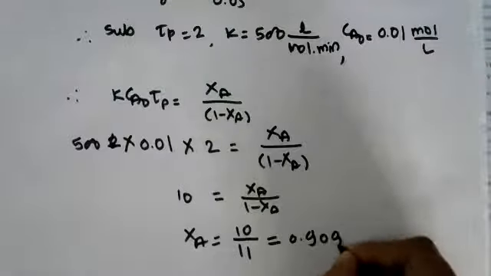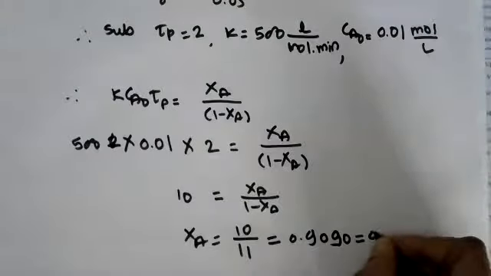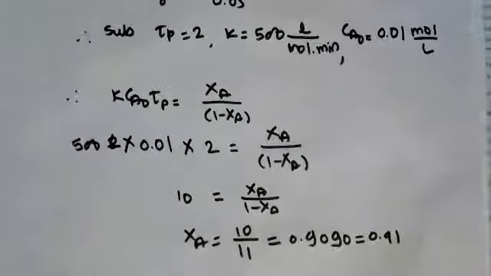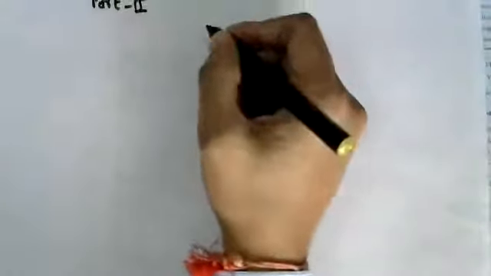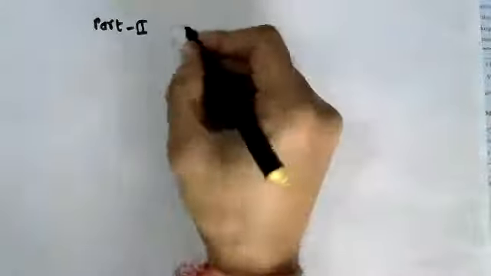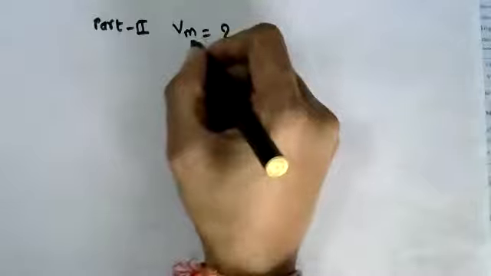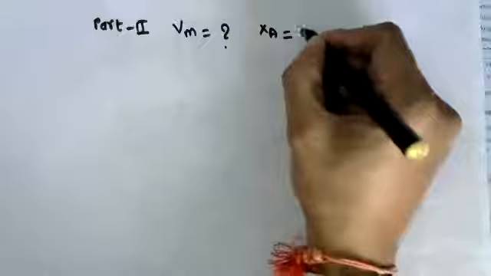So the answer is 0.90. You may take it as 0.91 or you may keep it as 0.9090. Now we'll be solving the second part of the problem. Part two: calculate Vm, that is the volume of the CSTR or mixed flow reactor, when the conversion is equal to 0.91.